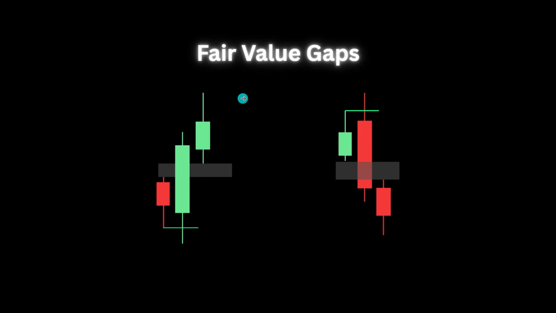Fair value gaps are really about finding a 3-candle combination, and the candle in the middle is going to have a gap or a space which we call an imbalance. This usually occurs where we have displacement to the upside or displacement to the downside. Massive selling orders or buying orders that move price rapidly create these spaces between the candles, and these are high probability liquidity zones where price is likely to return to tap into that liquidity.